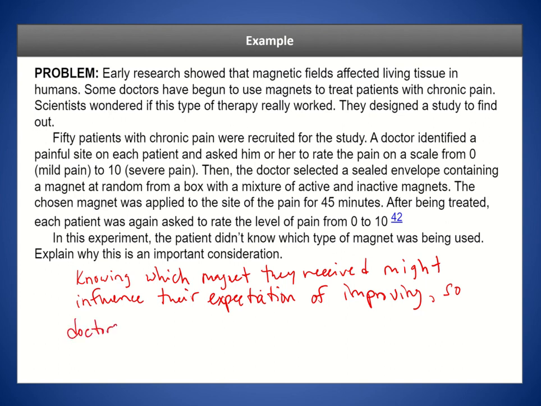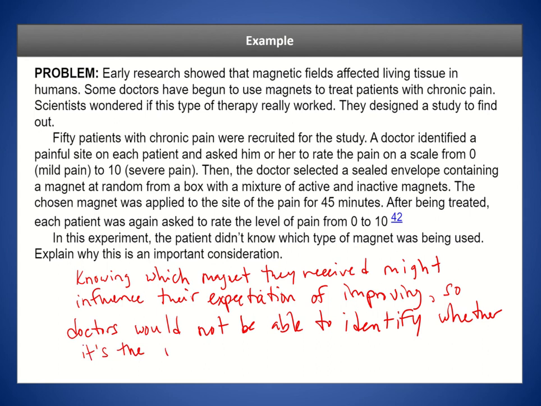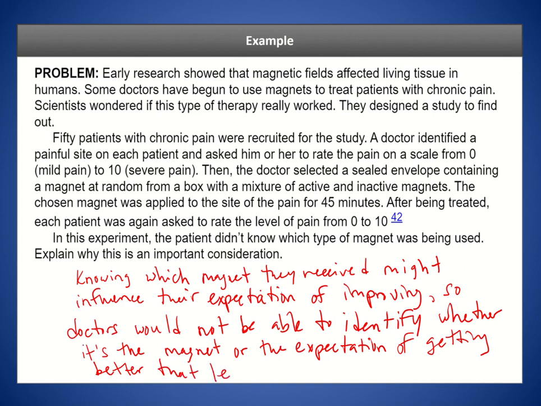So doctors would not be able to identify whether it's the magnet or the expectation of getting better that actually improved their symptoms, or the expectation of getting better that led to the improvement. This is a very important idea, the idea of the placebo effect, and that we want to eliminate that.